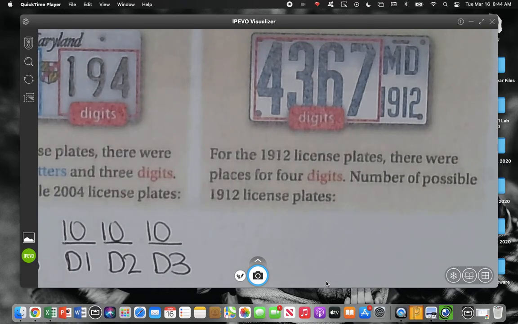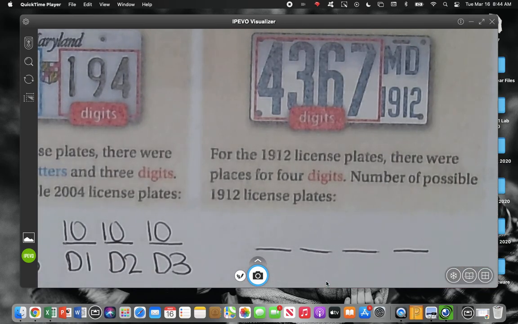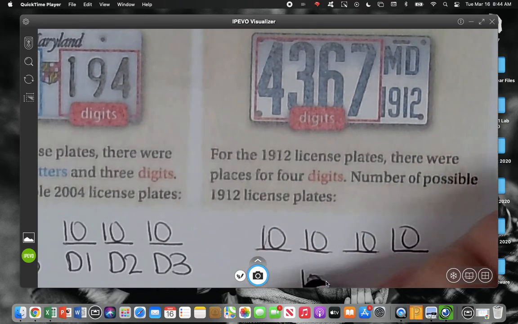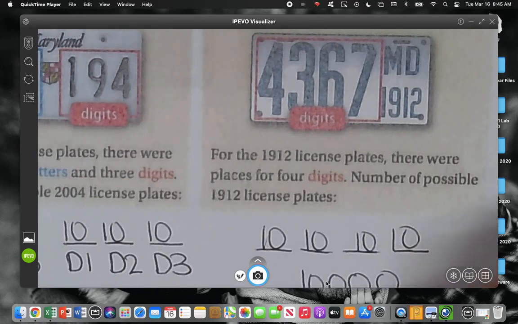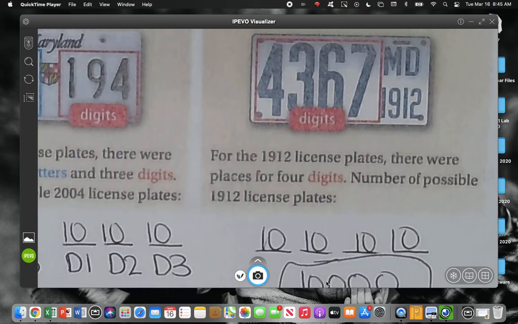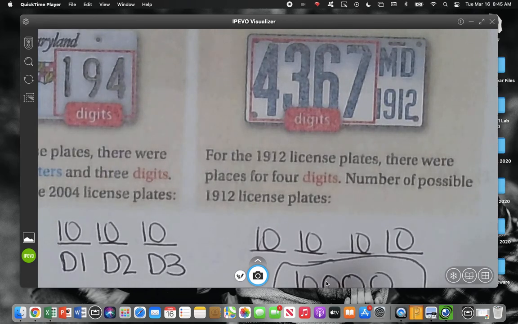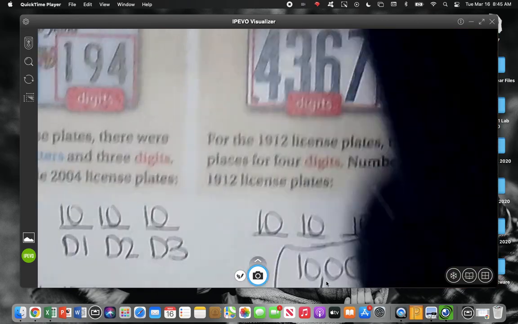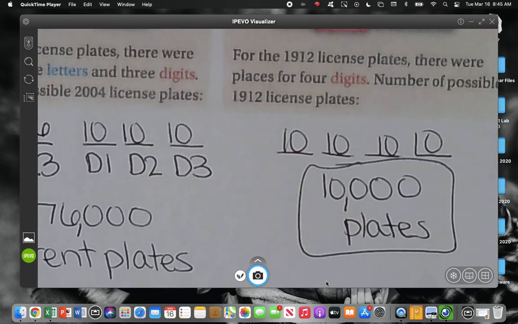Okay. You only use 10,000. So there's four numbers. So if you have four numbers, it's 10 times 10 times 10 times 10, which is 10,000 plates. Do you think in the state of Maryland they have more than 10,000 drivers or 10,000 vehicles registered? Now, in 1912, do you think they had that many? No. But in 1912, this was probably okay because they probably did have 10,000 drivers or less or 10,000 cars to register. But over time, obviously, the number of drivers has increased. The population just in general has increased. And so therefore, you have to get a little bit more creative.